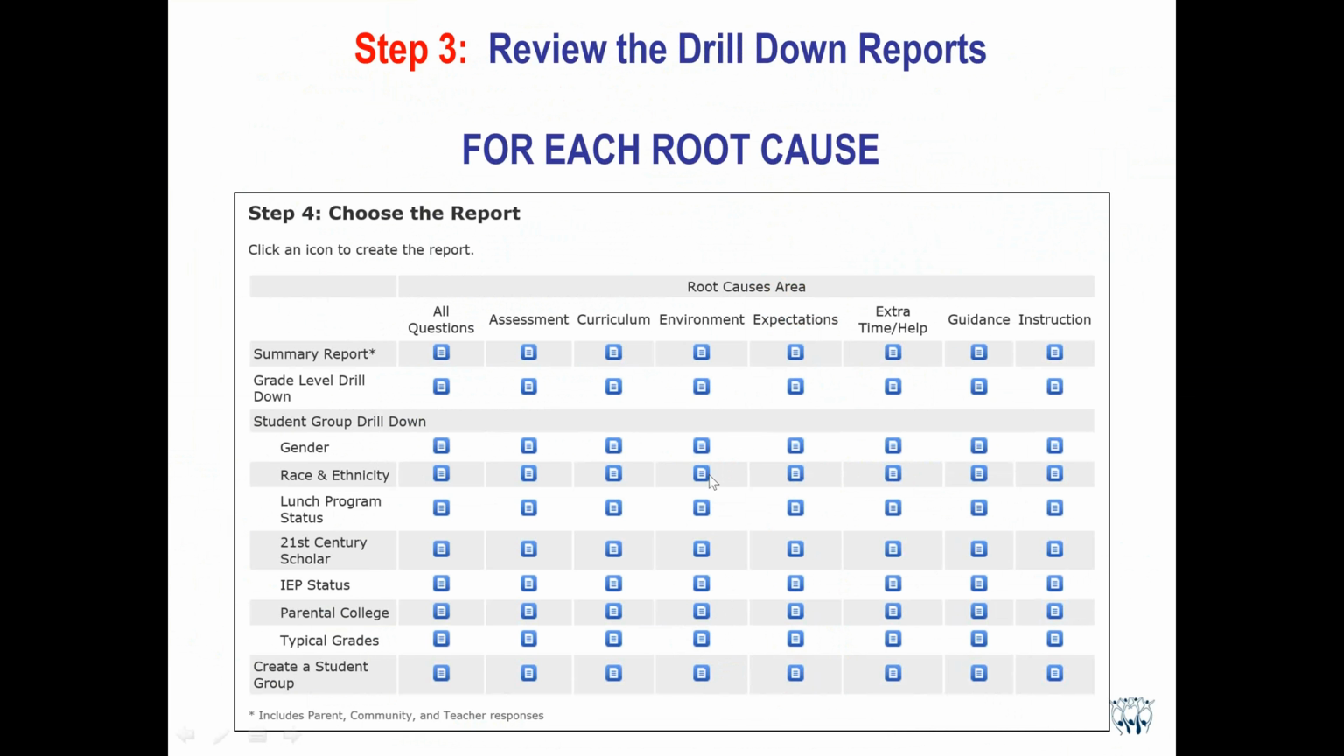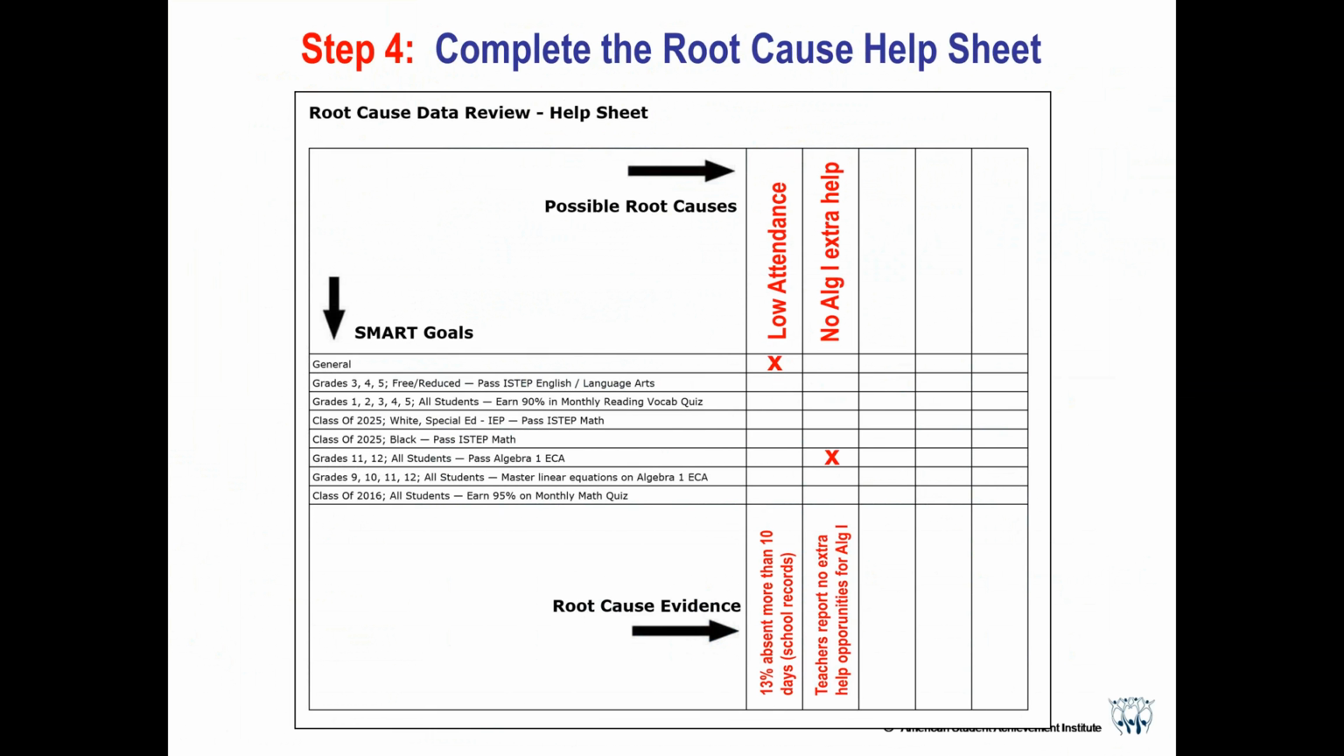So what we're doing is we're trying to fine-tune the student group. That's going to help us later to develop better interventions. Okay, so we're drilling down, and let's say that as we looked at these reports, we found that there was a significant difference, or a big difference, between attendance of boys and attendance of girls. So then when I go back to the root cause help sheet, I'm going to want to edit the root cause to say something like, my concern is that we have a low attendance for boys. So that kind of fine-tunes the root cause.